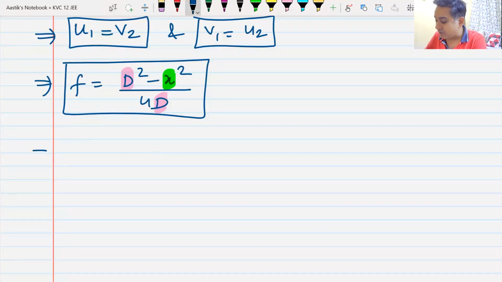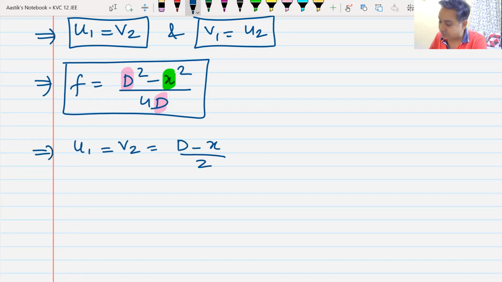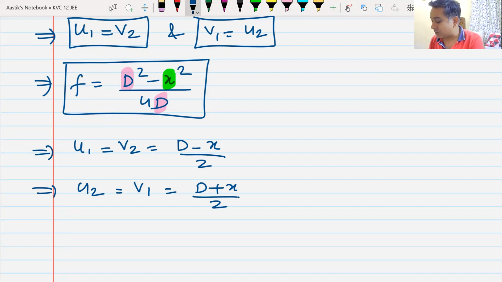I've given you the value of u1 in one way. Now I will give you the value of u1 in the other way. The u1, which is equal to v2, can also be found out by d minus x by 2. That u2, which was equal to v1, can be found out by d plus x by 2. So these are different ways in which I am telling you, so that if you can remember these ways, you can solve questions very quickly.